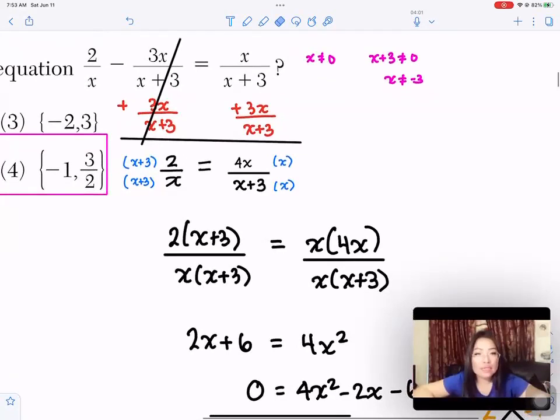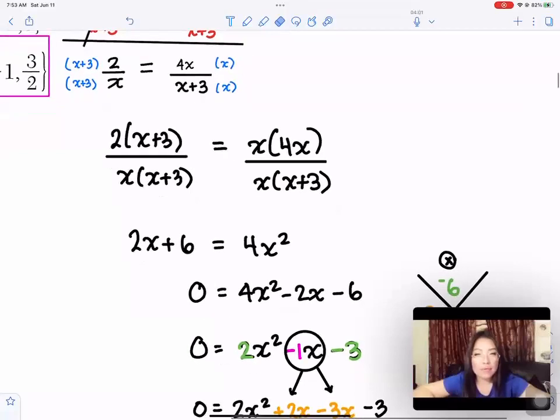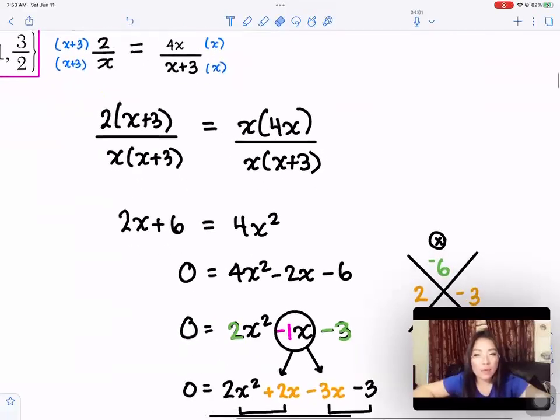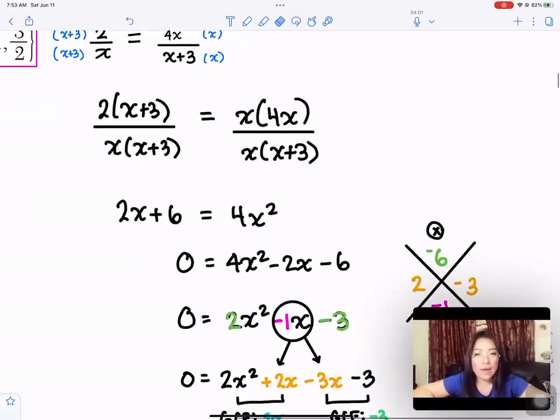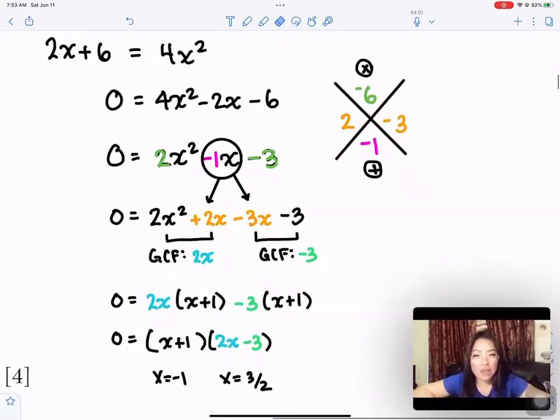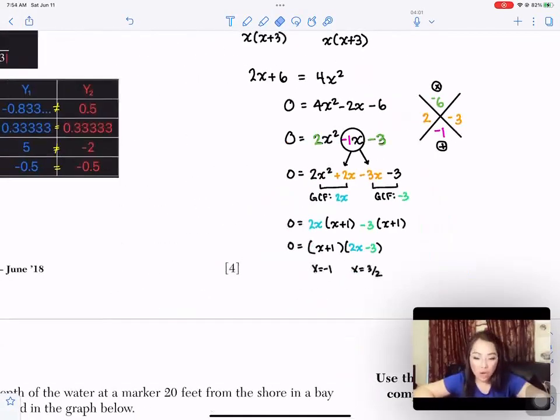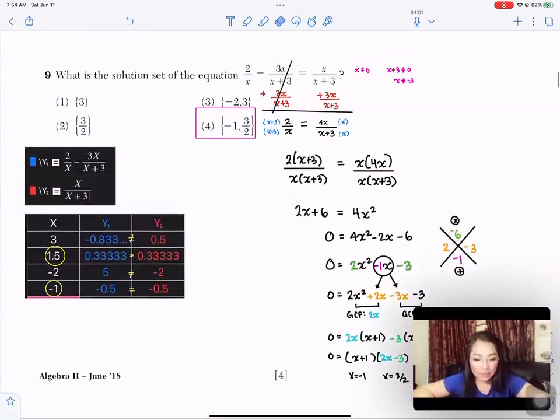Now we're going to use our LCM. I need an x and I need an x plus 3, right? Once I have the denominator the same, we're going to drop the denominator and get 2x plus 6 equals 4x squared. We're going to subtract 2x and the 6 on one side to set it equal to 0. Use your X box method to factor. So it's like factor by grouping like 3 times. And finally, you get x equals -1 and x equals 3 over 2. So that's the answer, except I would check them.